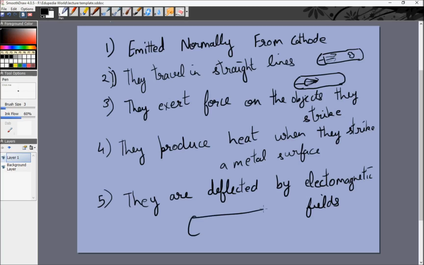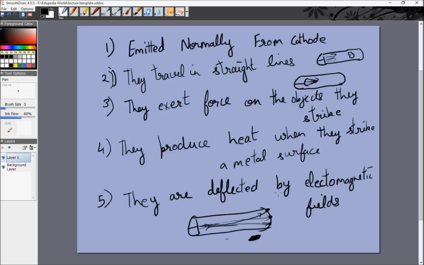For example, if this is the cathode and you are able to see electrons reaching this point, being emitted straight and reaching this point, then if you take a positively charged particle here, then these electrons will be attracted and this point will shift to this point, because the stream instead of going straight will be deflected towards the positive charge. If instead you take a negative charge here, the stream will go upwards because it will be repelled and you'll actually see the shadow here.